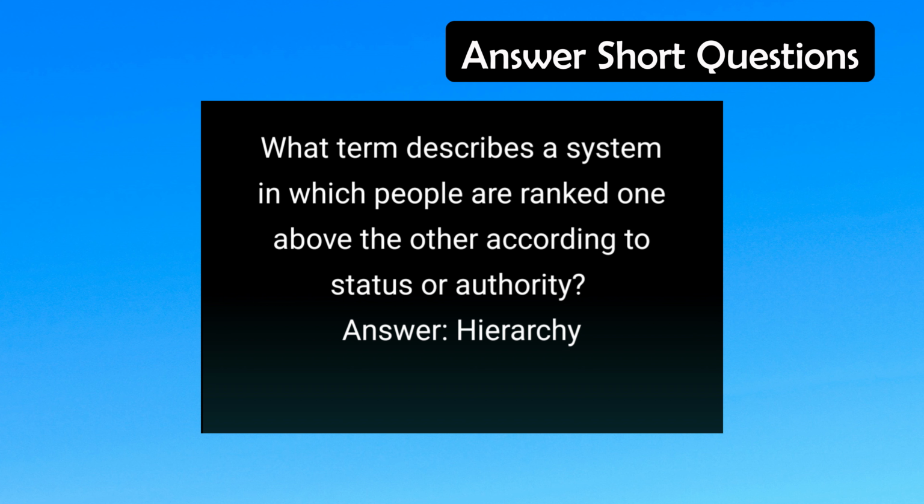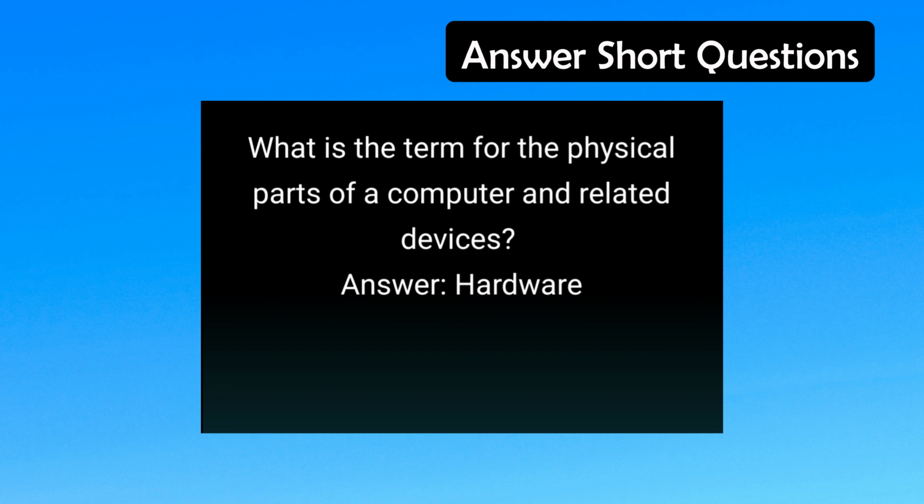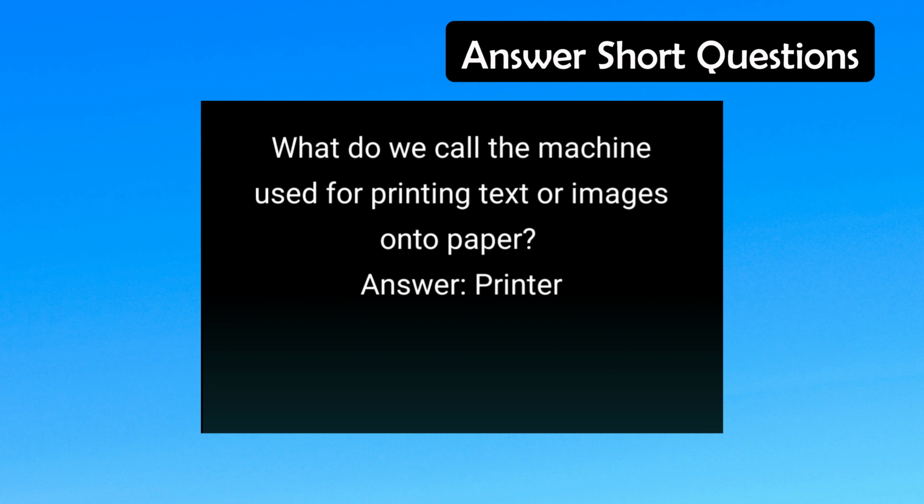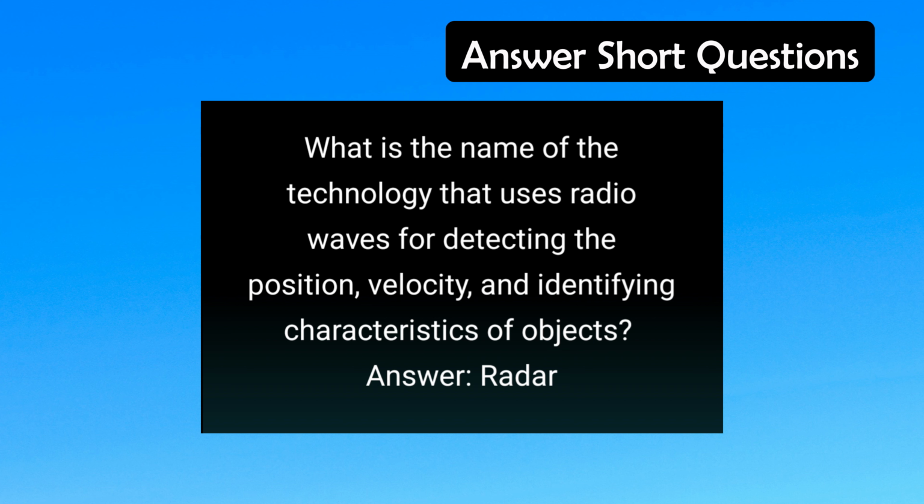Answer: hierarchy. What is the term for the physical parts of a computer and related devices? Answer: hardware. What do we call a mobile phone with advanced features similar to a computer? Answer: smartphone. What do we call the machine used for printing text or images onto paper? Answer: printer. What is the name of the technology that uses radio waves for detecting the position, velocity, and identifying characteristics of objects?